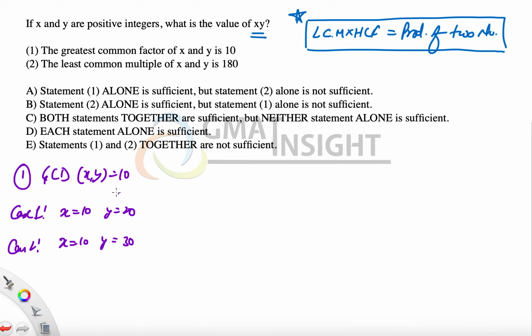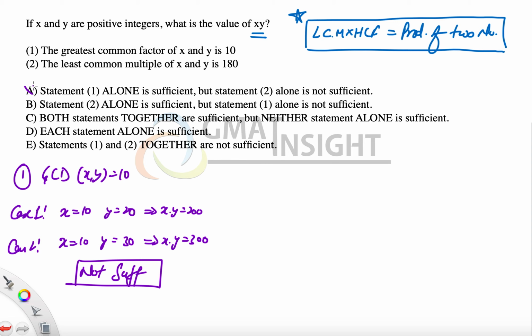Both the cases are acceptable because the GCD of x and y in each case is 10. In the first case, x into y becomes 200, whereas in the second case, x into y becomes 300. Since we are not getting any unique value of x into y, we can say that the first statement is not sufficient. Having said that, option A and option D can be eliminated at first.